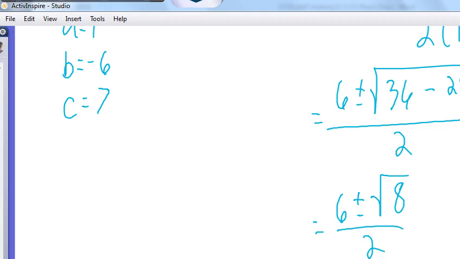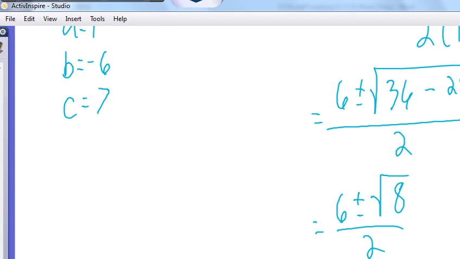6 plus or minus the square root of 4 is 2, square root of 2, over 2. And that was enlightening. Ish. One more thing.